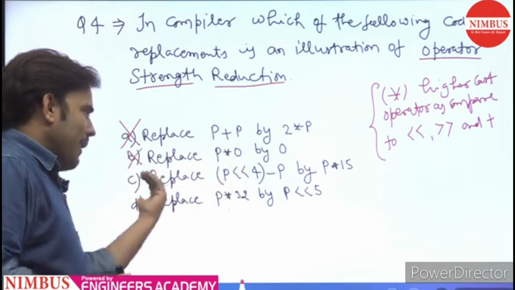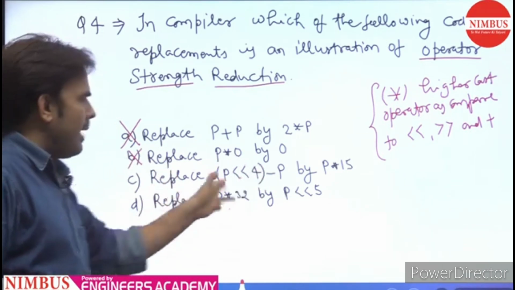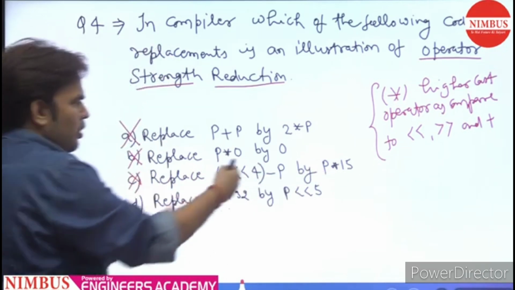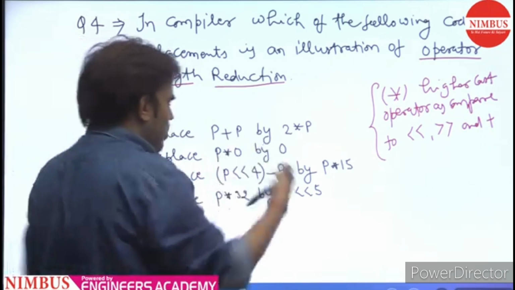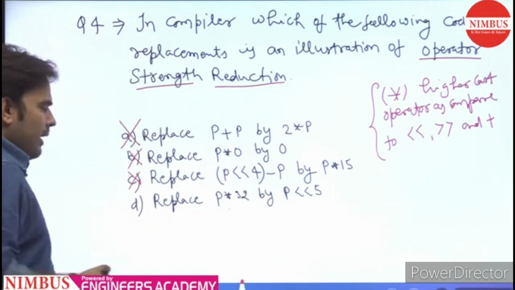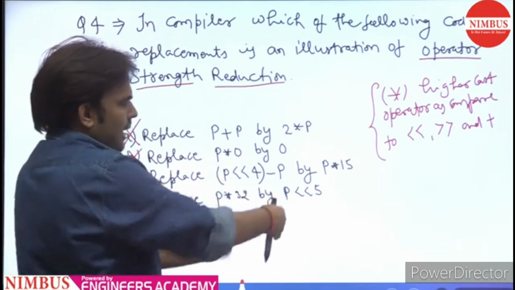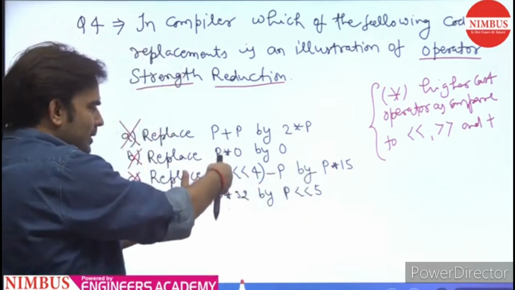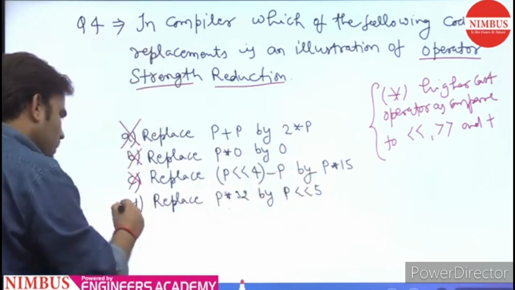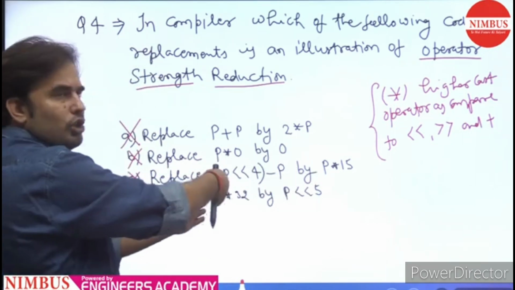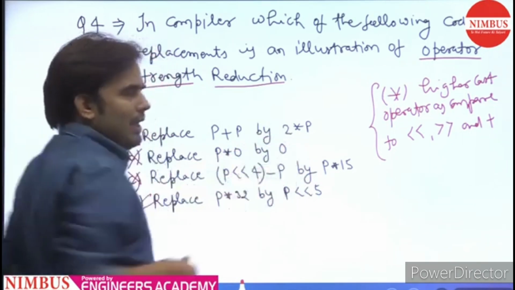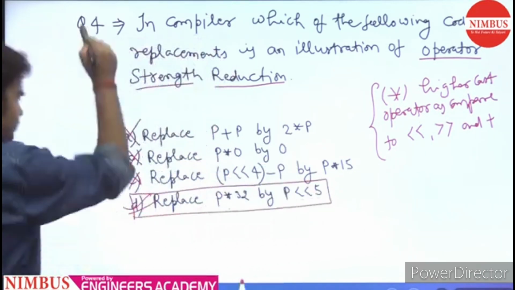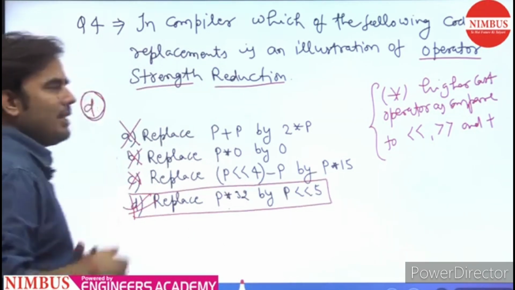Replace p left shift 4, meaning shifting p left 4 times, minus p by p asterisk 15. Again a wrong option, because here we are using the minus operator. Come on to option D, replace p asterisk 32 by p left shift 5. Yes, here we are replacing asterisk with left shift. So this option is correct, because asterisk is a higher cost operator as compared to a left shift or right shift operator. So option D is correct here.